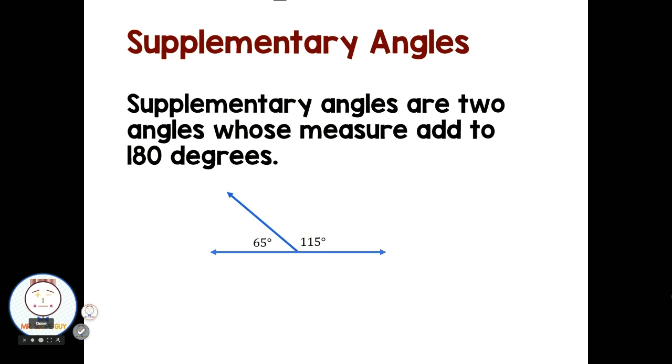Supplementary angles. Supplementary angles are angles whose measures add up to 180 degrees. Together they make a straight line. Like in this case, 115 degrees plus 65 adds up to 180 degrees. Supplementary angles have a sum of 180 degrees.